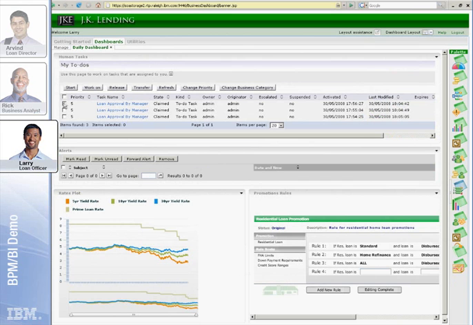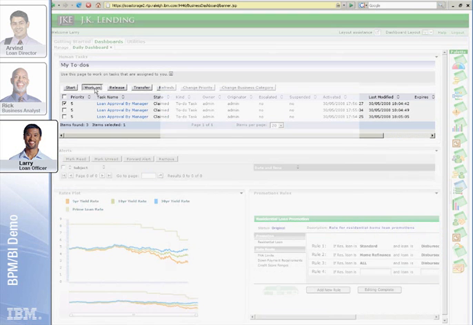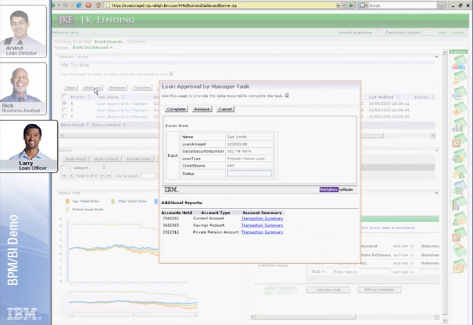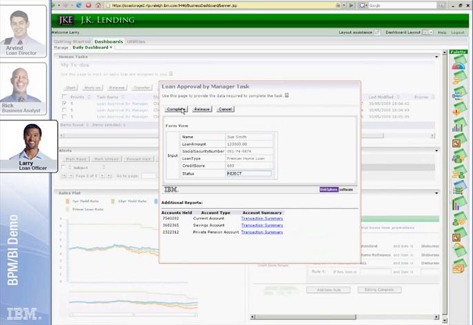The task form contains process data about the loan application. It also contains filtered Cognos reports, detailing the applicant's related accounts and transaction summaries. With all of this information, Larry can make an informed decision about the loan. In this case, he chooses to reject the application.